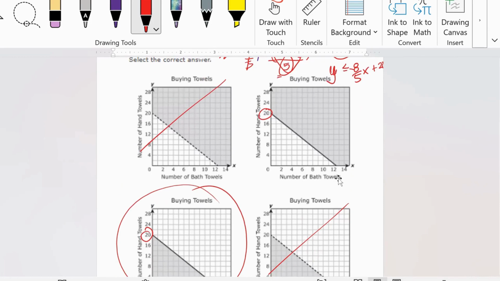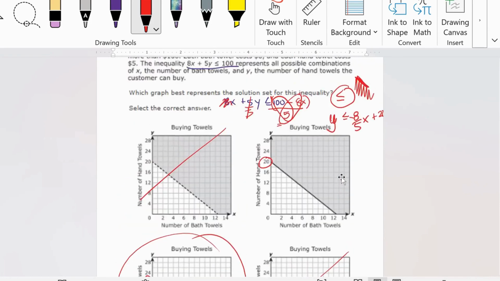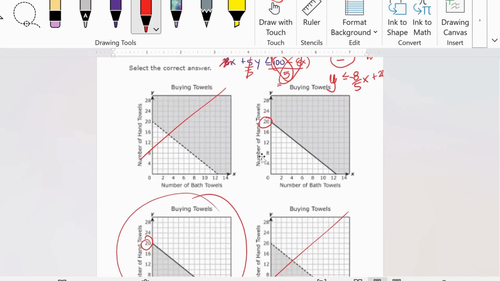This is greater. This is less than. Okay. So that's basically how you're going to do on the STAAR test. Okay. Don't jump to a conclusion. This sign here, less than or equal, tells you it's a solid line. So you can eliminate the broken lines.